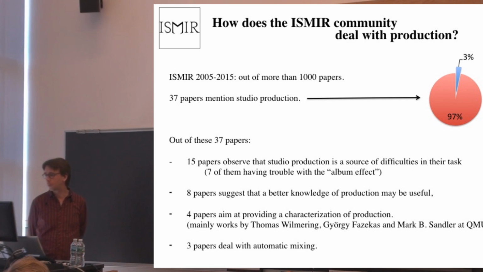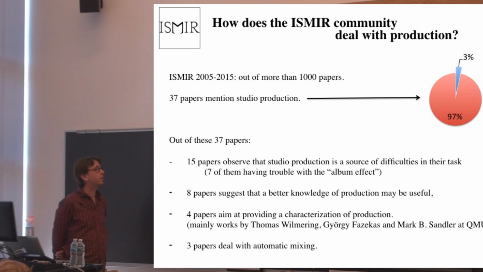ISMIR doesn't really know about production, which is not to say that there are no papers about it. Out of more than 1,000 papers, 15 papers observe that studio production is a source of difficulties in their tasks, mostly due to the album effect. They typically think that the sound prevents them from hearing the music. 8 papers suggest that a better knowledge of production may be useful. And then there is a characterization of production, and then there is automatic mixing.